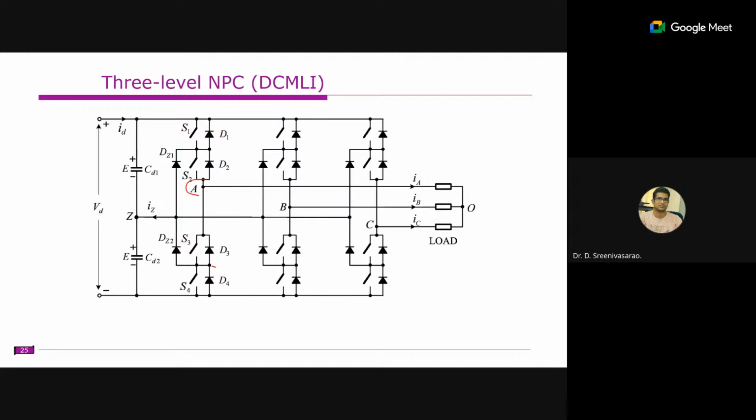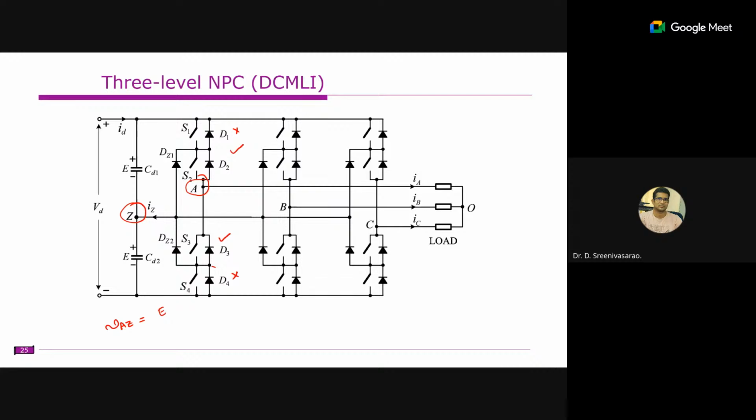So you can access this VAZ. Right, that is one way to analyze the circuit. If S1 and S2 are turned on, so these two are on, that means this A point is connected here, so we will get E voltage here. Similarly, if these two switches are off, then this switch is on and this switch is off.